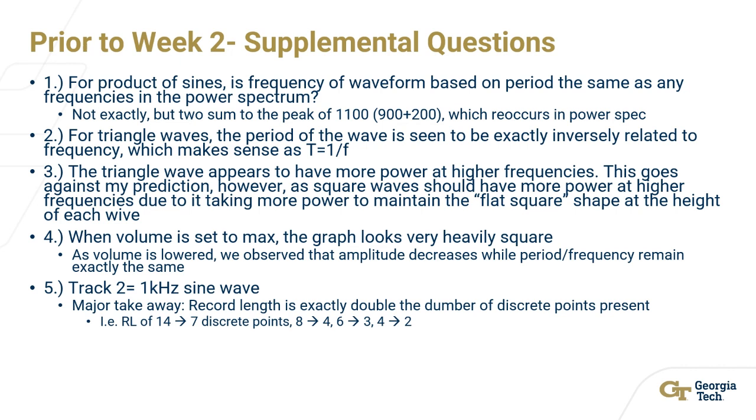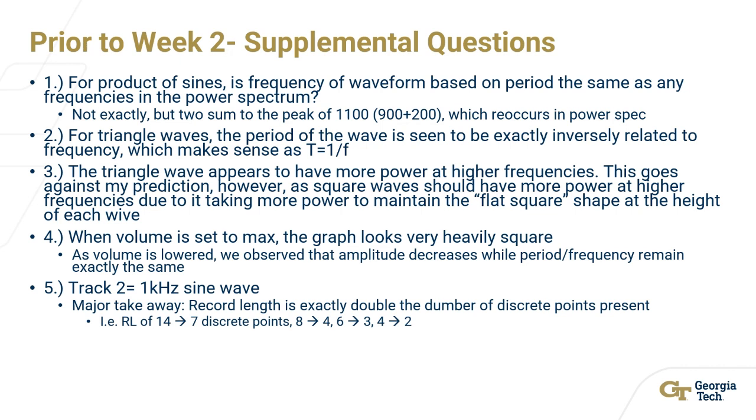For triangle waves, the period of the waves seems to be exactly inversely related to the frequency, which makes sense as period should be 1 over frequency. And the triangle waves appear to have more power at higher frequencies, which goes against what I predicted, as square waves should have more power at higher frequencies due to it taking more power for them to maintain that long flat square shape at the top of their height, because they're just holding it steady. It takes more power to do that, just to go up and then drop right back down.